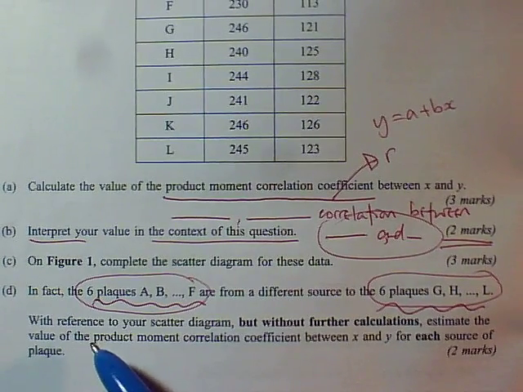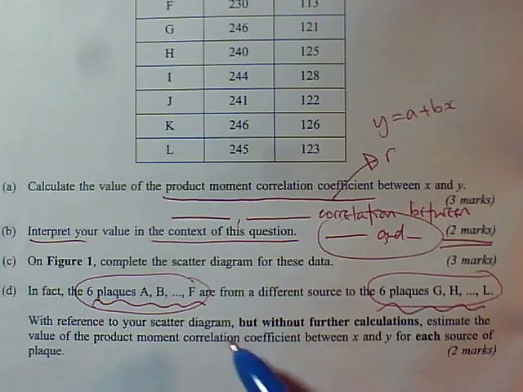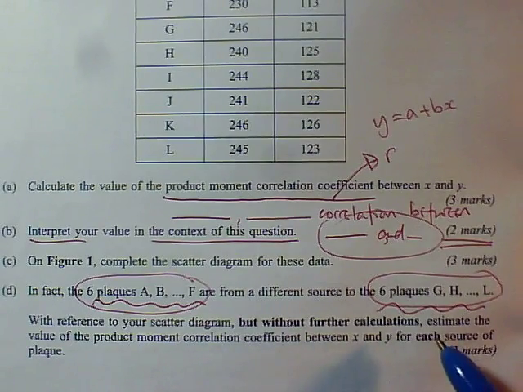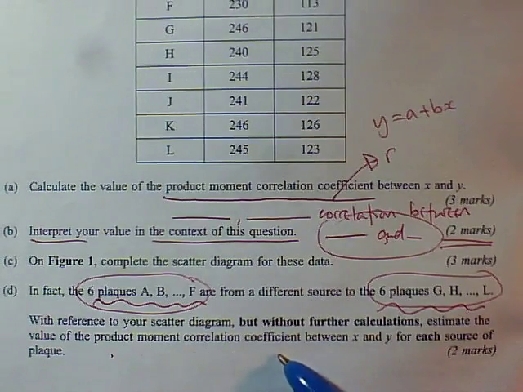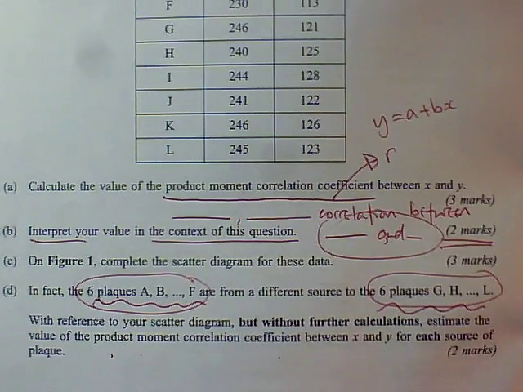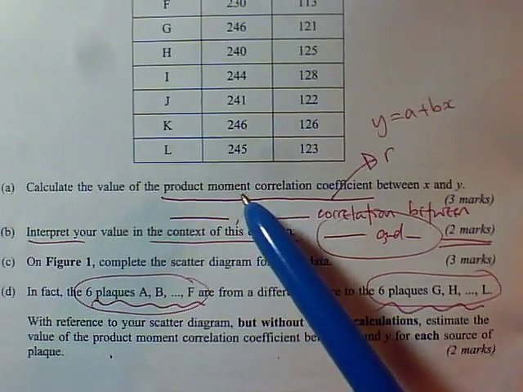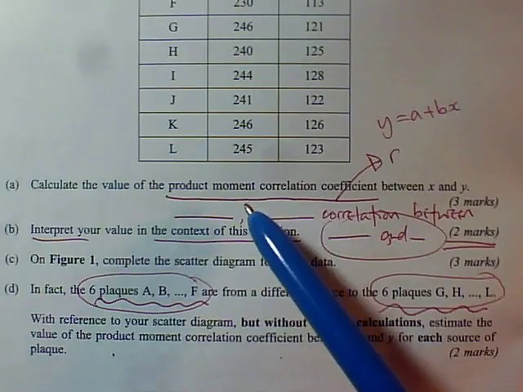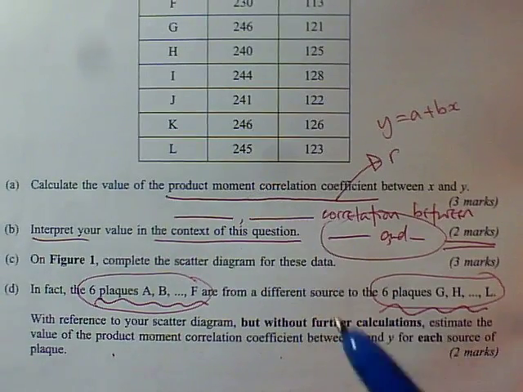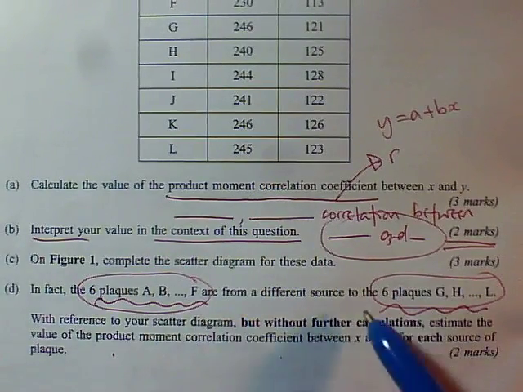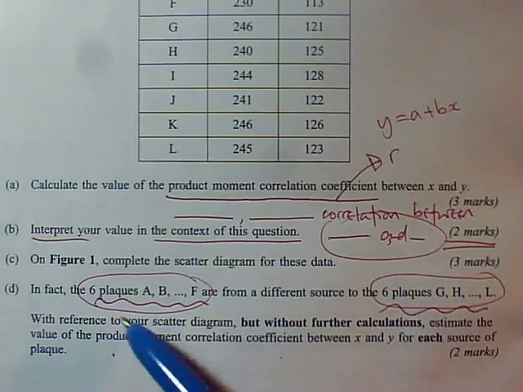Okay, that's going on. So what does it ask us to do? It says talk about our scatter diagram, but without making any further calculations. Estimate the value of the product moment correlation coefficient between x and y for each source of plaque. So the fact we're mixing up 2 different relationships probably means that the R value you got in part A probably isn't very meaningful. So you forget all the work you've done before. You just cover up, for the first part, you just cover up the points here, and you look at these points, and you think, what's the pattern here?